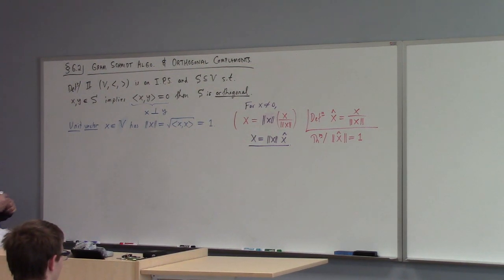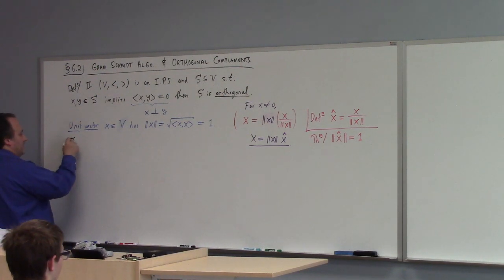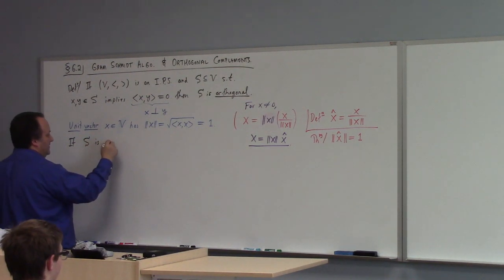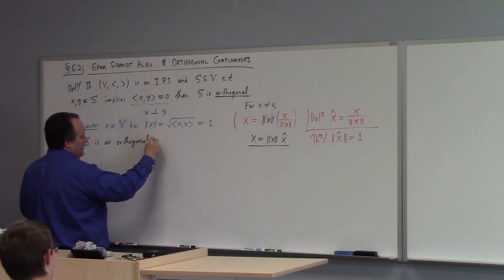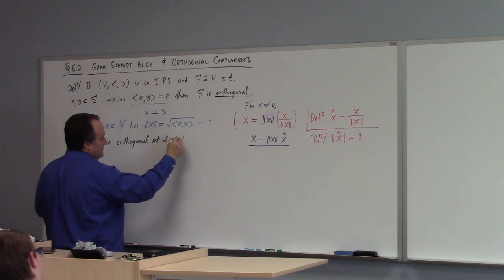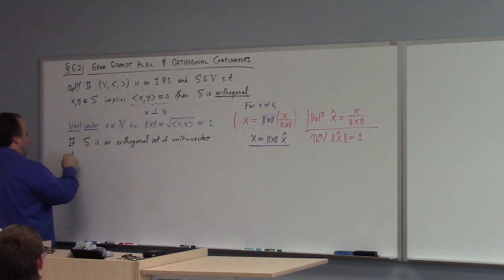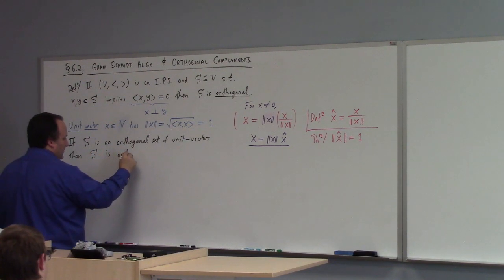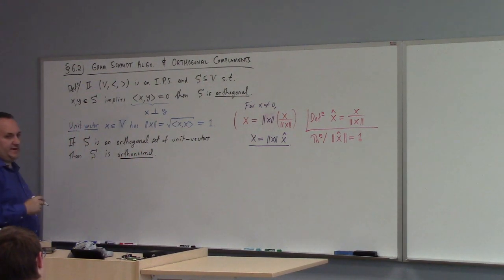Okay, so that's part of our definition. What else? If S is an orthogonal set of unit vectors, then S is orthonormal. Orthonormal means orthogonal and normal at the same time, all right?